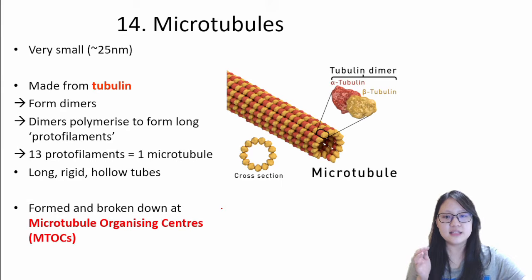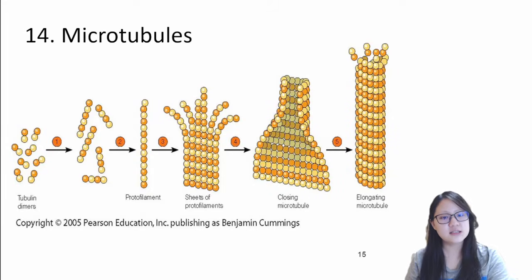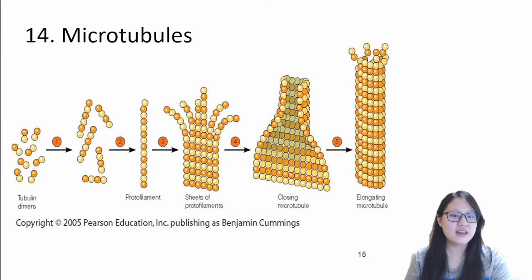These tubulin form dimers, and then they polymerize, so they form chains like this, and then the chains form sheets, and then these sheets close up to form a tube.